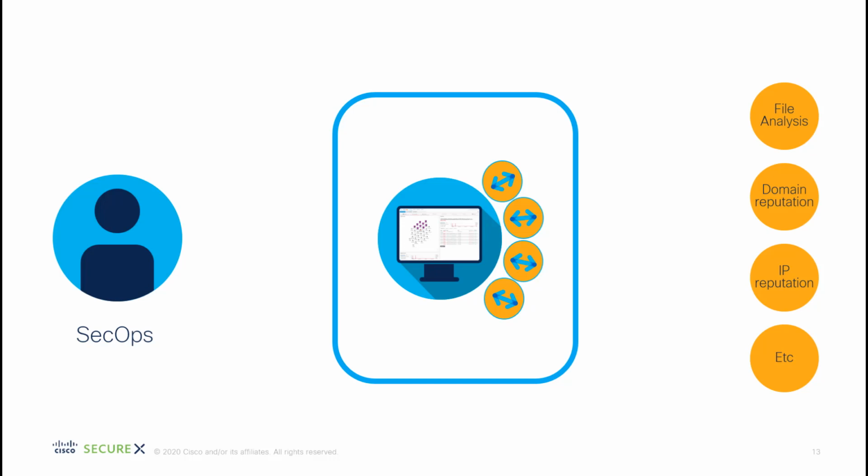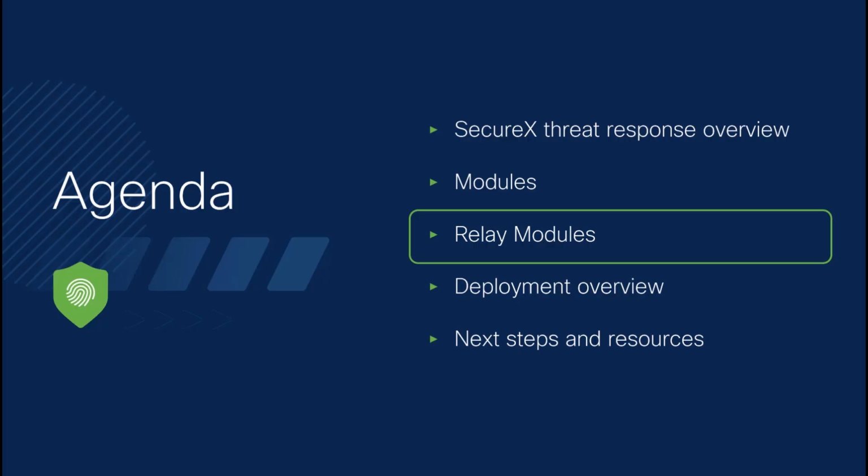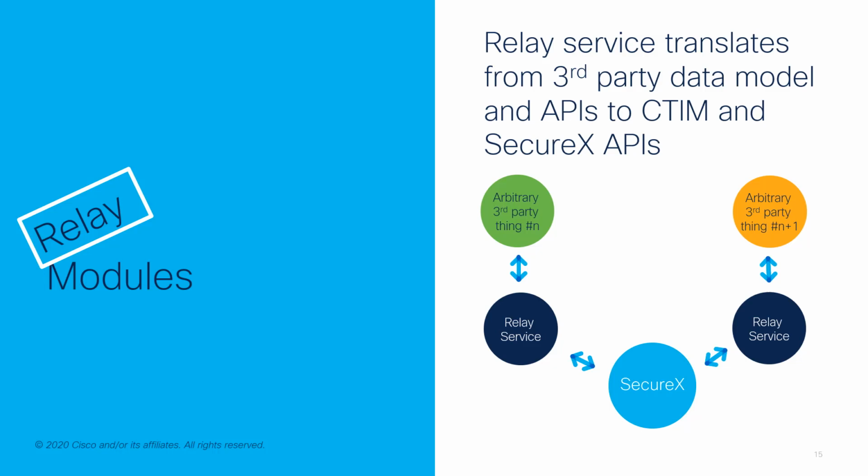But what if these modules didn't have to be in SecureX? And that's where relay modules come in. Relay modules involve SecureX talking to a relay service. That relay service translates from the third-party data model and the third-party APIs to Cisco Threat Intelligence model and SecureX APIs, and vice versa, back and forth, relaying or proxying these requests between SecureX and these arbitrary third-party things you might want to bring into your SecureX capability set.